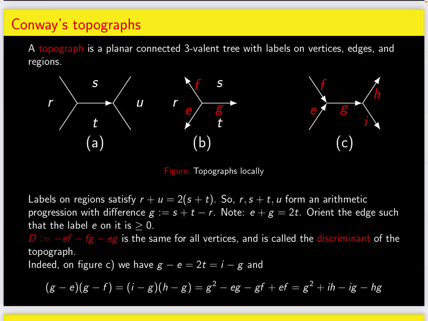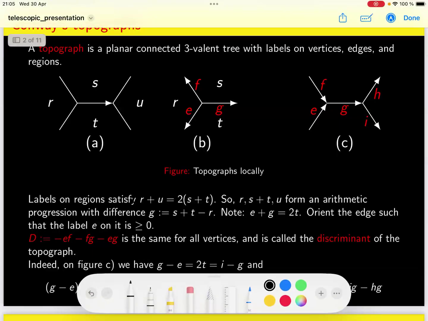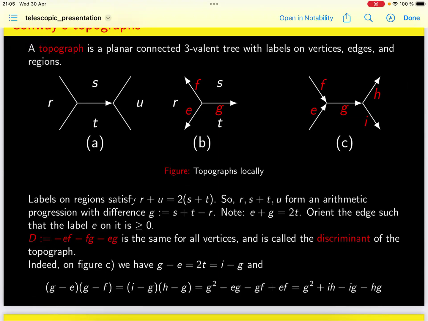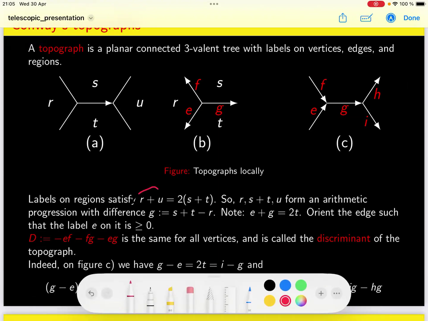So the first definition is as follows. Let's consider just labels on the regions. Like on the left, we have the labels R, S, T, U. And labels must satisfy the relation. So that's the relation these labels must satisfy. For every edge, I look at the four regions which are close to this edge, and I must have this condition. And if I have such labels, then this thing is called a topograph.